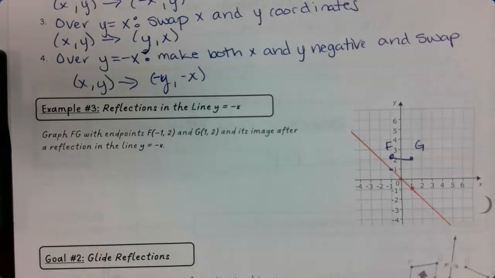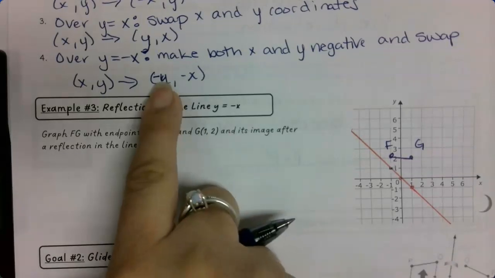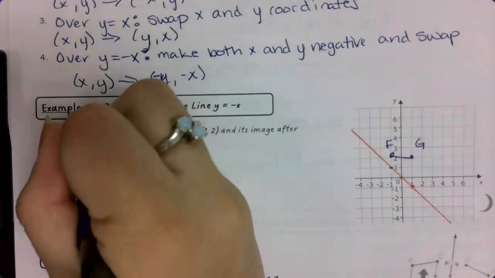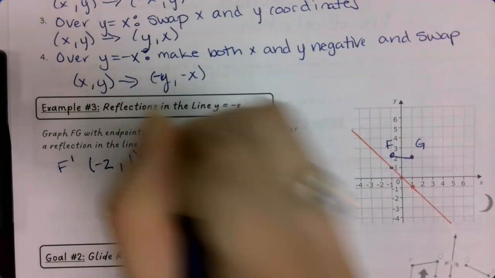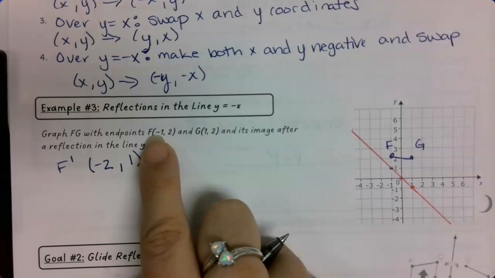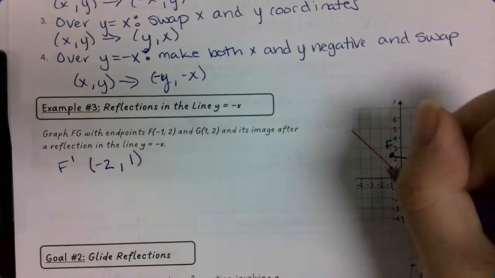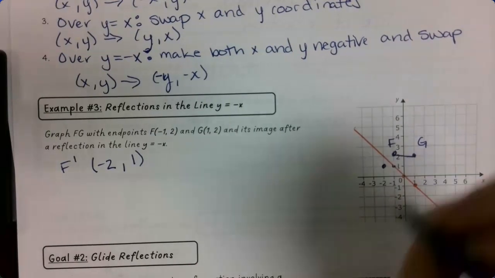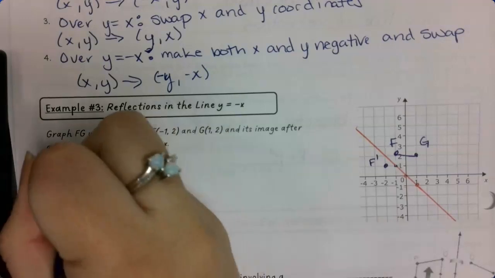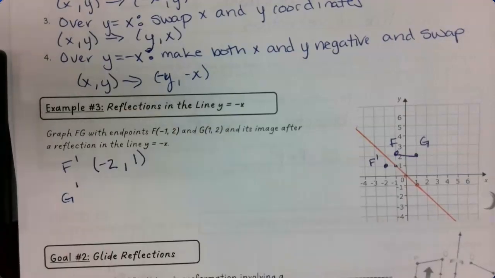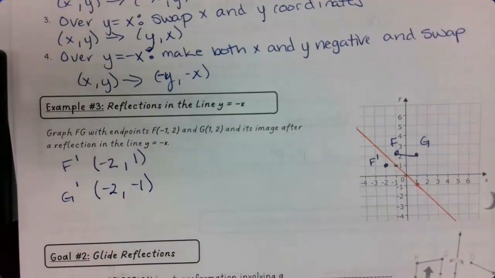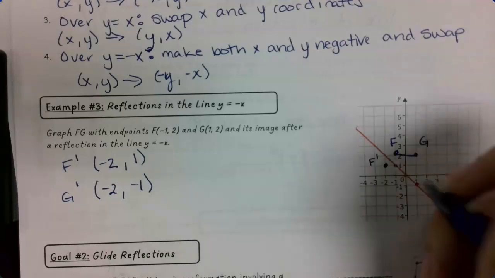So what I can do is follow my rule for number 4. I can make both my x and y change signs and then swap them. So my F prime is going to turn into negative 2 and positive 1, because I moved the 2 to the first spot and changed its sign, and I moved the negative 1 to the second spot and changed its sign. So negative 2, 1 is right there. And then I can do the same thing for G prime. I'm going to switch the numbers, so then it's going to turn into negative 2, negative 1. Switch the numbers and change the signs.